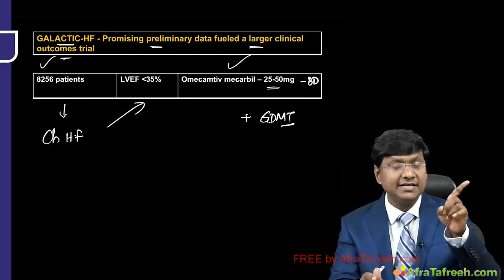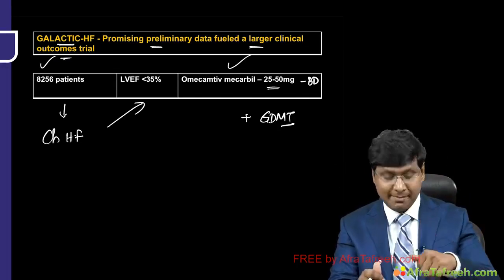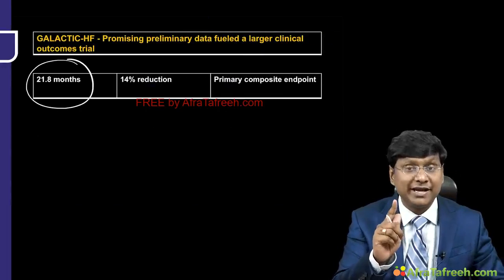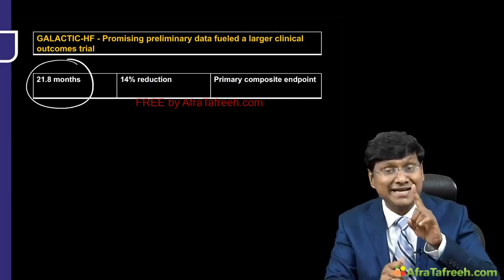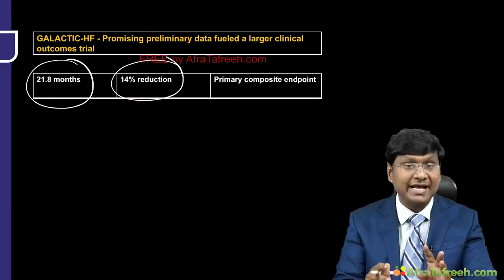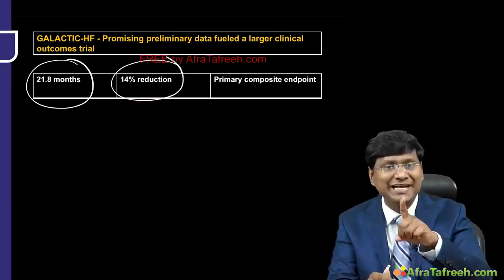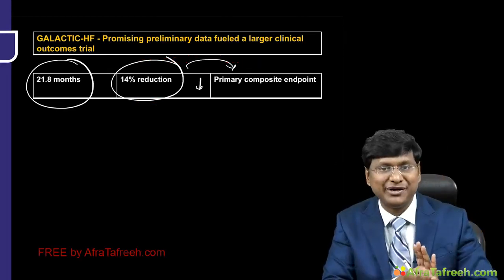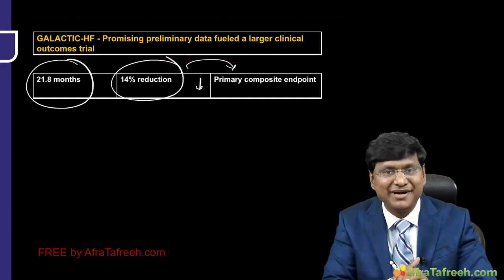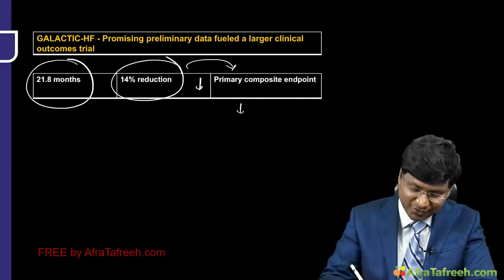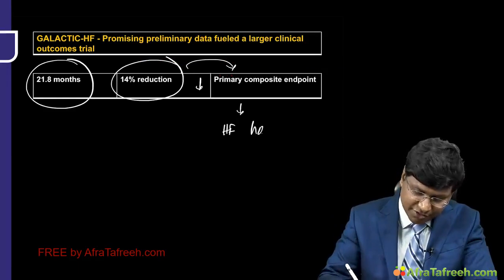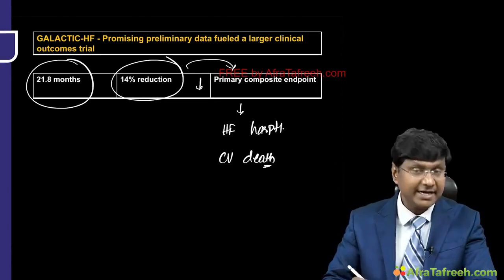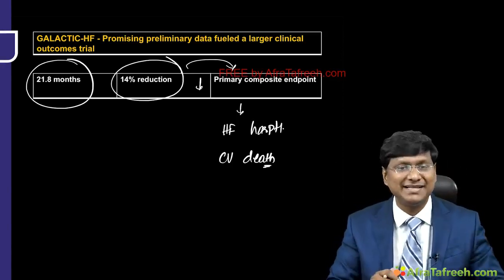See, the previous study, that is COSMIC-HF, was given for only 20 weeks, but this GALACTIC-HF study was continued for nearly 21.8 months, right? And it has shown that those taking omecamtiv mecarbil had a 14% reduction in the primary composite endpoint. So what was that primary composite endpoint? It includes heart failure hospitalization as well as cardiovascular death.